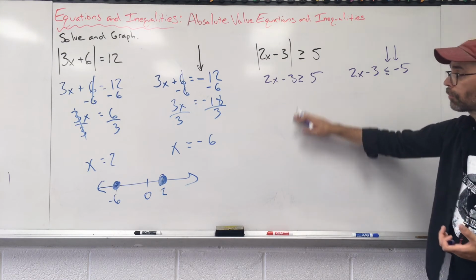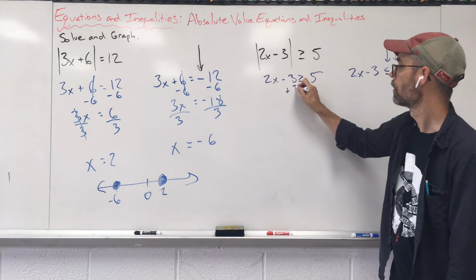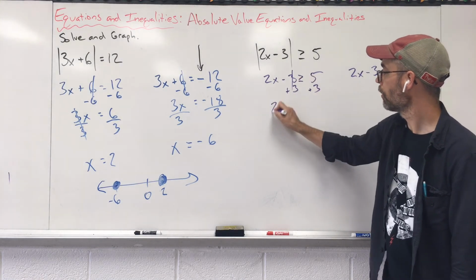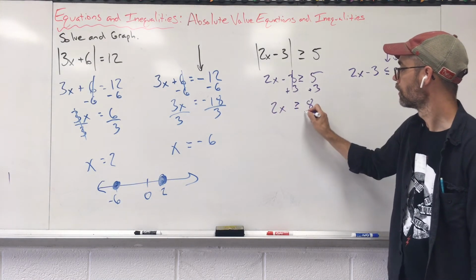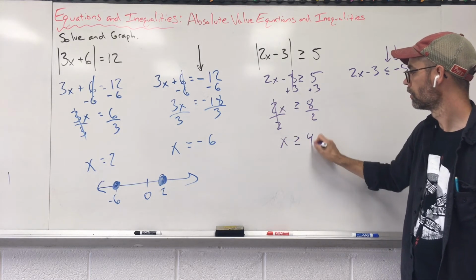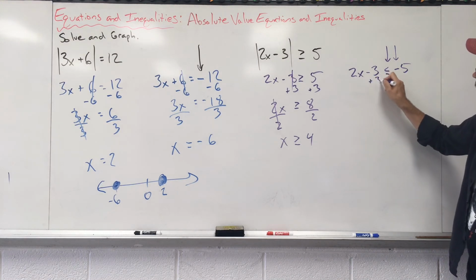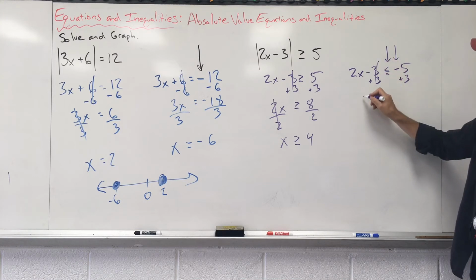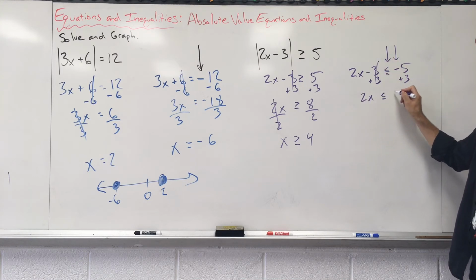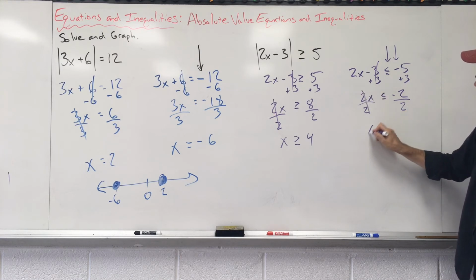Now, let's simplify this the same way we would do any other problem. Add 3 to both sides. Divide by 2. We're left with x is greater than or equal to 4. The right side, or the right problem: inverse operations to start, add 3. Divide.